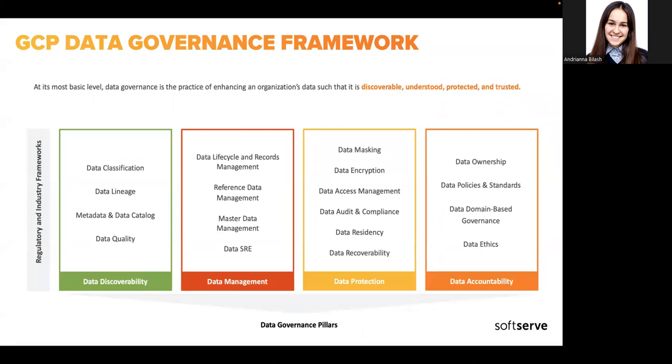There are also the generic data management competencies like master data management and reference data management. And two other areas are data protection and data accountability. Data protection is pretty straightforward. It's about protecting and securing the data. And data accountability is something that is really important in data governance. Data accountability means that each data item should not be left on its own. Someone has to own it. And that's why data governance is often used together with things like data ownership, data stewardship, and data policies.